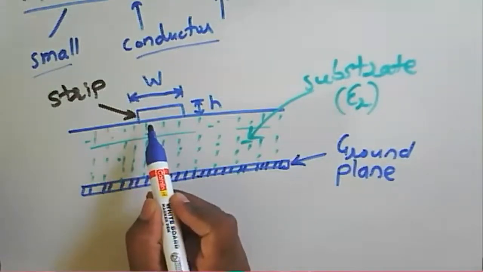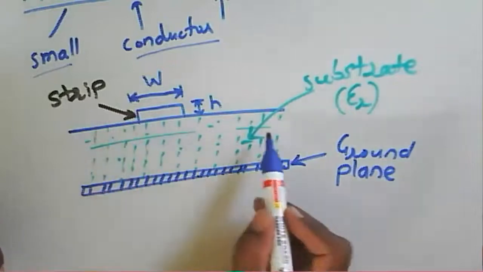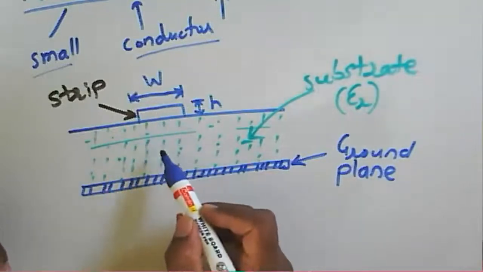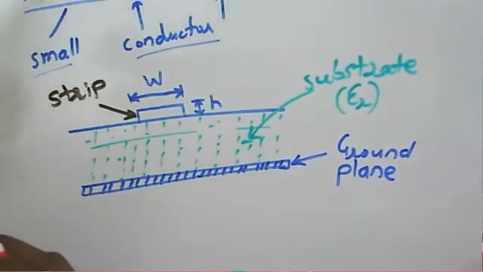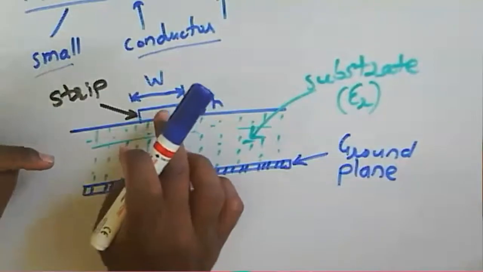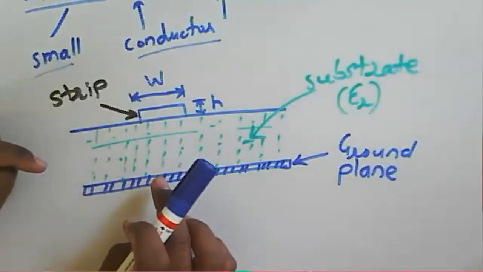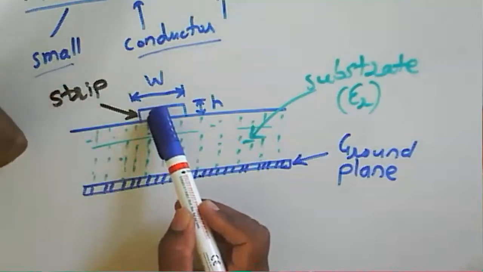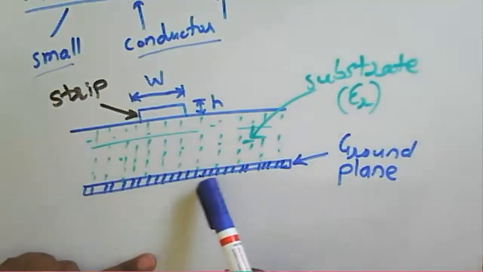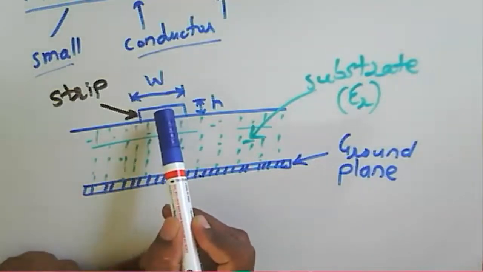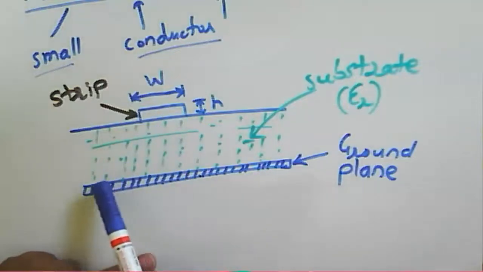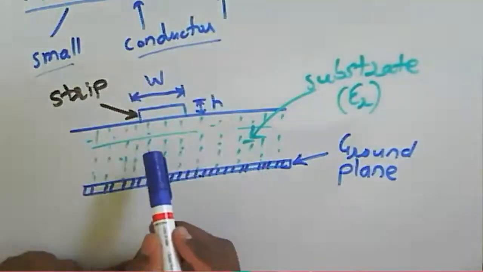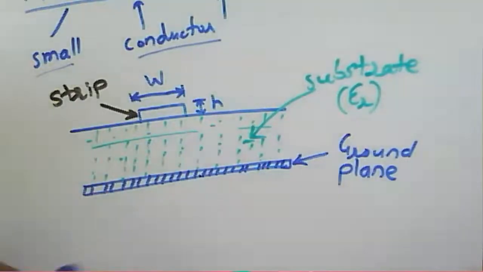But this conductor is present on the substrate, and in between these two conductors there will be a substrate, that is, a dielectric material between the strip conductor and the ground plane. Taking it another way, one side of this substrate has a strip conductor, the metallic strip, and the other side has the ground plane.